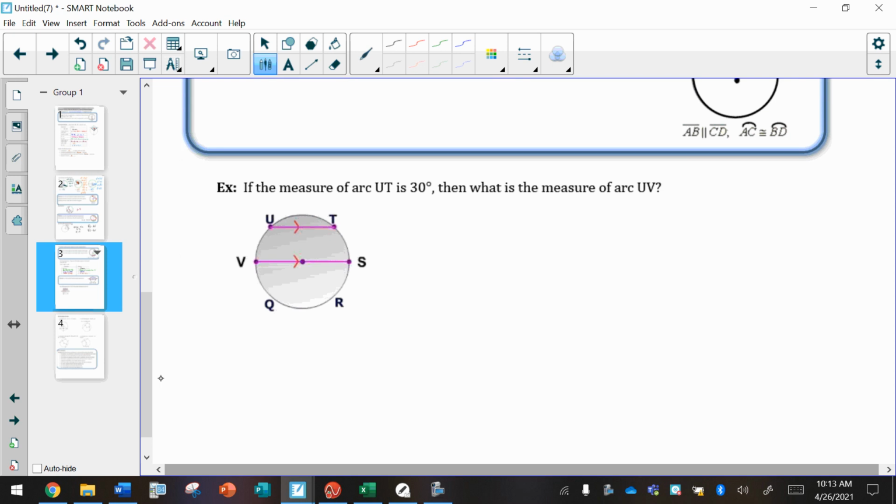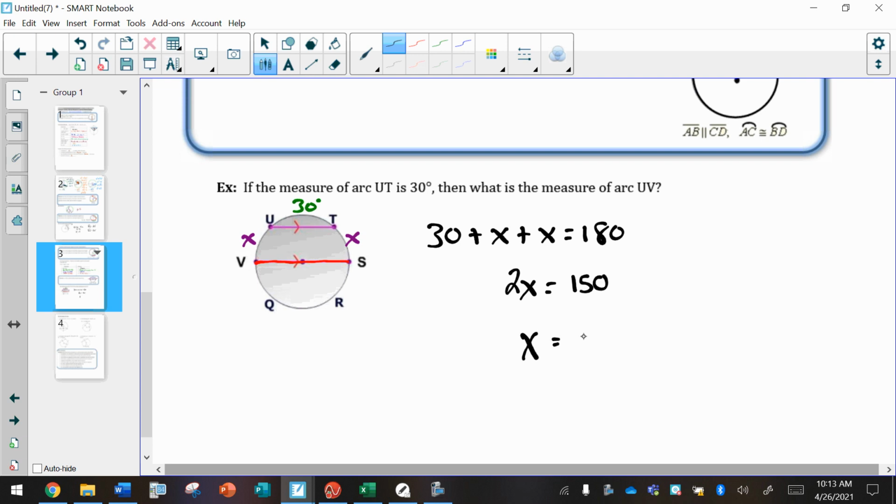So if the measure of arc UT is 30 degrees, what's the measure of arc UV? What we're going to do is take our unknown arcs and label them as x, and because I noticed that VS is a diameter because it goes through the center of our circle, those three arcs add up to exactly half the circle, or 180 degrees. Subtract the 30 from both sides, combine the x's together, divide by 2. So we get x to be 75 degrees. That's the measure of arc UV, to answer the question, is 75 degrees.